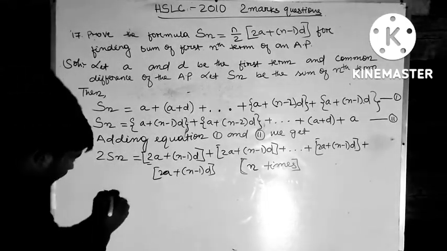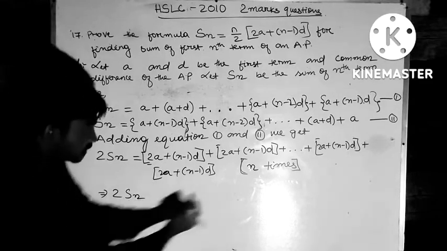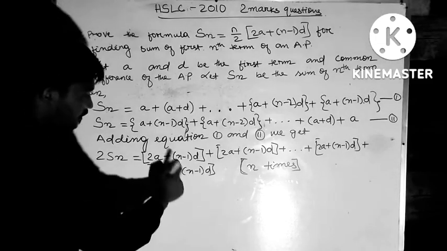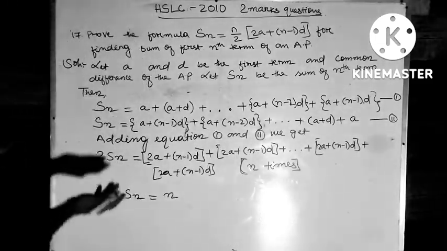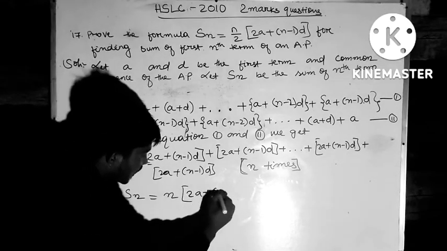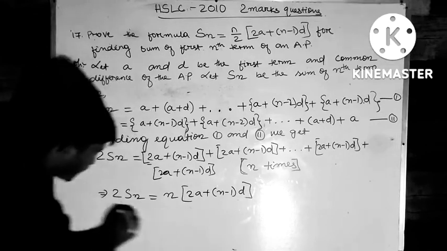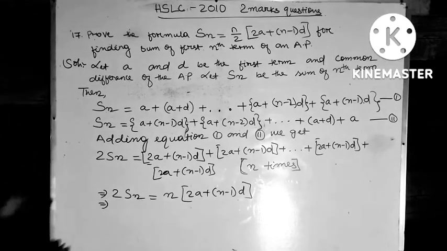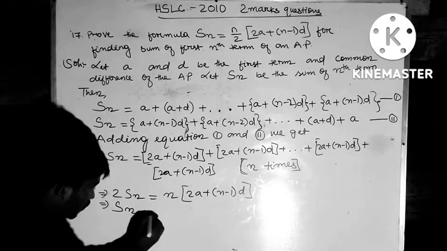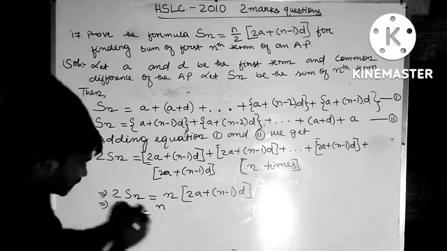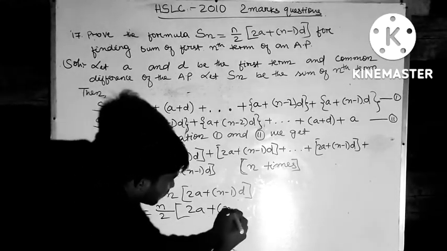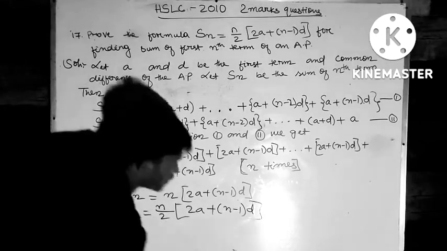So next step, 2Sn. This n will come here because we are going till n times. And here what do we see? All the values are the same. Then you take n as common: 2a plus n minus 1 d. After that, 2Sn means 2 into Sn. The 2 multiplied goes to the other side and becomes divide. So you keep Sn equal to n by 2, and what do you get? 2a plus n minus 1 d. So this is your answer.